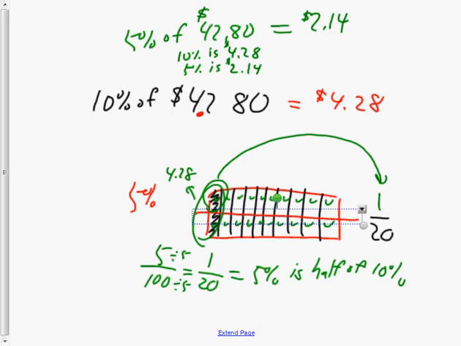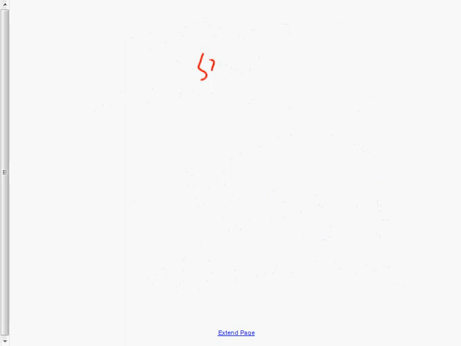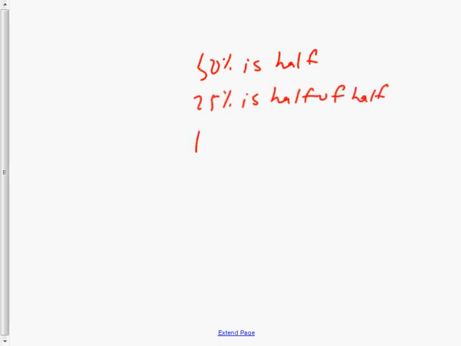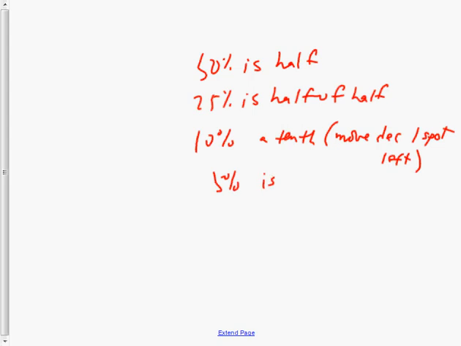You need to know 50%. I'll just skip the page here. 50% is half. 25% is half of half. 10% is a tenth, and you just have to move the decimal one spot left. And finally, 5% is half of 10%. Okay? Those are the big four.